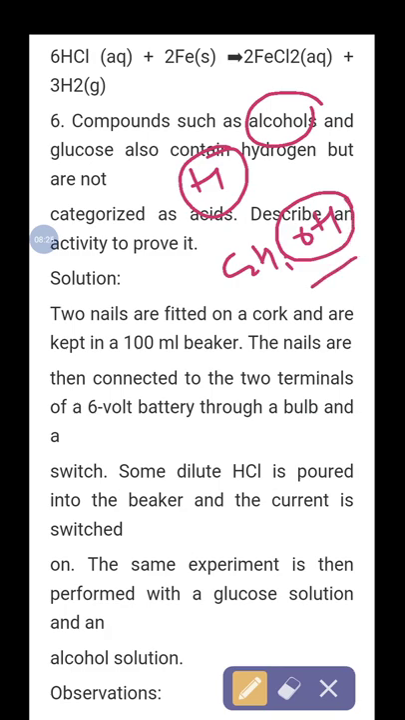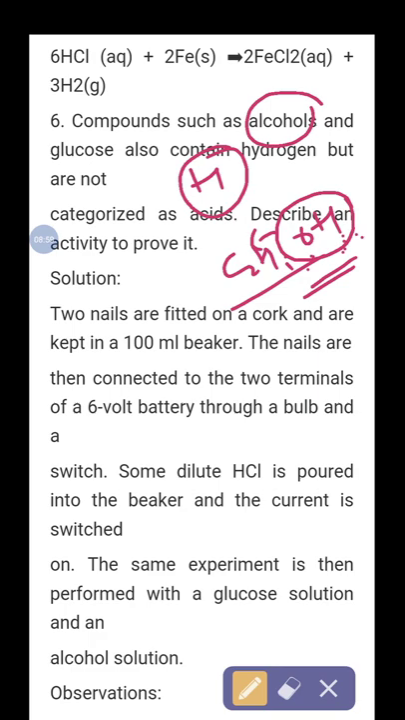In this group, H is bonded with the oxygen, and the whole group OH is bonded with the compound. So the hydrogen can't be freed from it. So it is not categorized as an acid, because it will not give hydrogen ions while dissolving in water or in any other solution.